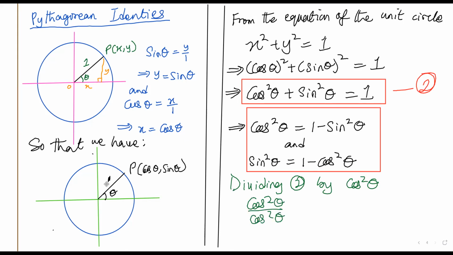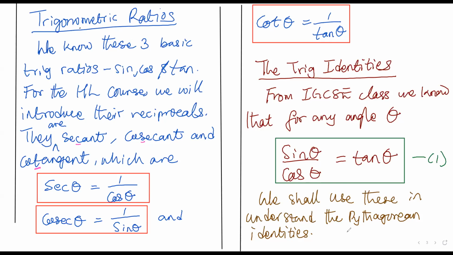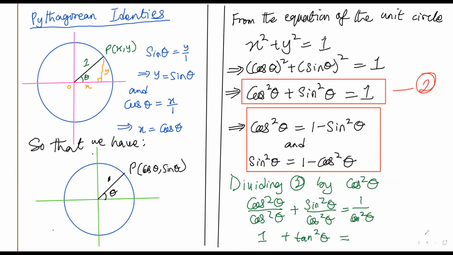Tell me what to write next. Plus sine squared theta divided by cos squared theta equals 1 over cos squared theta. Good. So what is the first one? It'll be one. Second one? Tan squared theta. And the last? 1 over cos squared, secant squared theta. Sec squared theta.